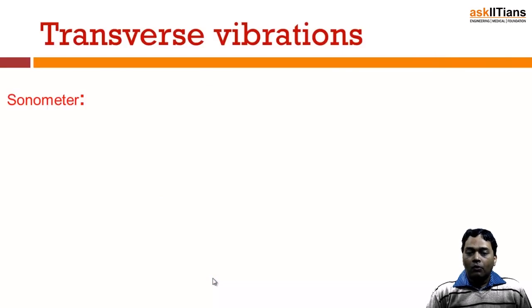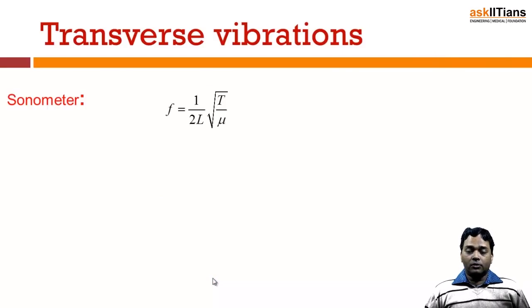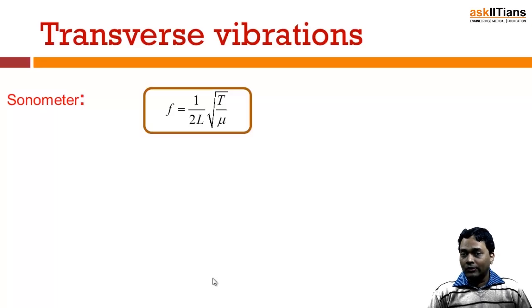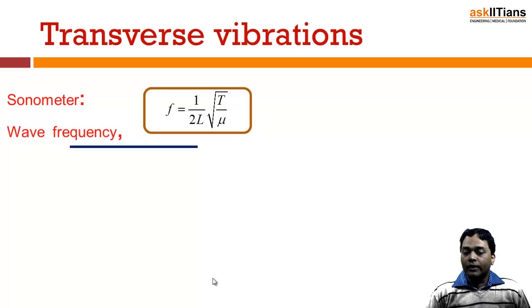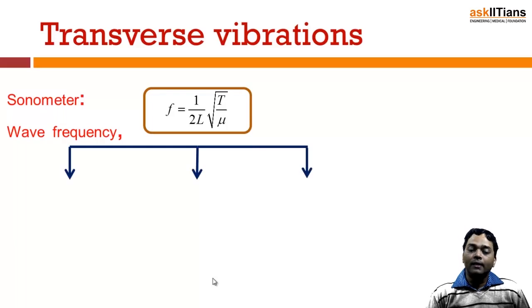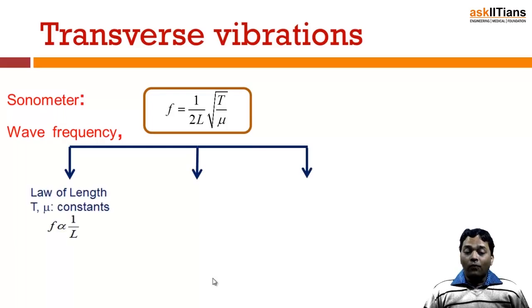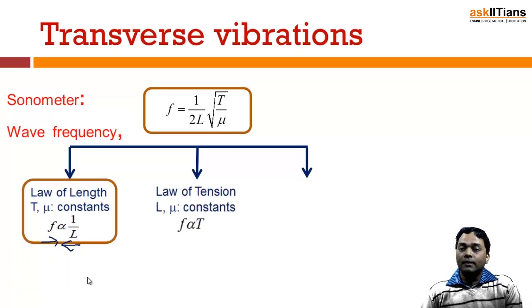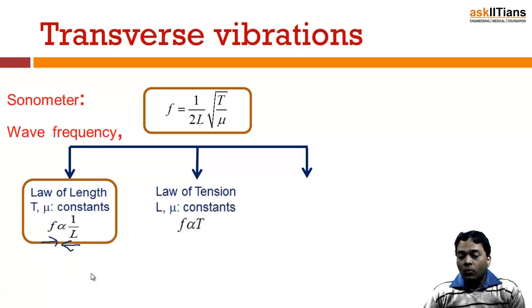Let's move on. When we are talking about the transverse vibrations, we have already found out the velocity. Using the velocity, we can also find out the frequency of motion, because there is an angular velocity. Using this value of frequency, we can find out three different cases. There is a law of lengths, according to which the frequency depends inversely on the length of the string. Then we have the law of tension, that the frequency depends only upon the tension, with the mass per unit length being constant and the length also being constant.